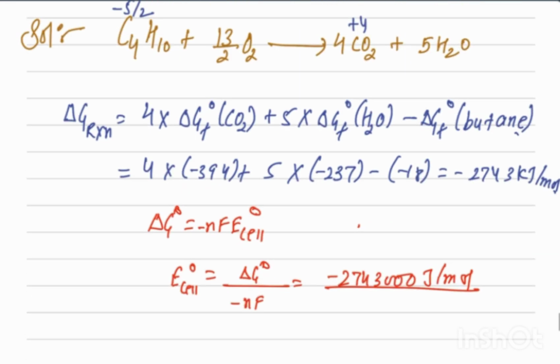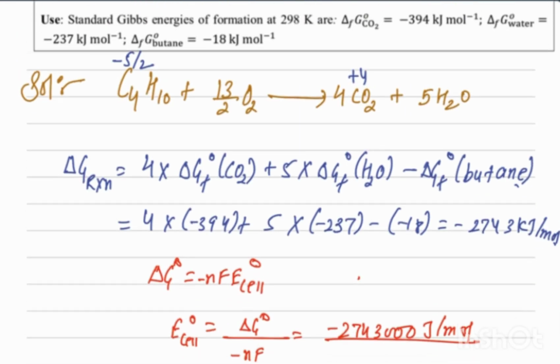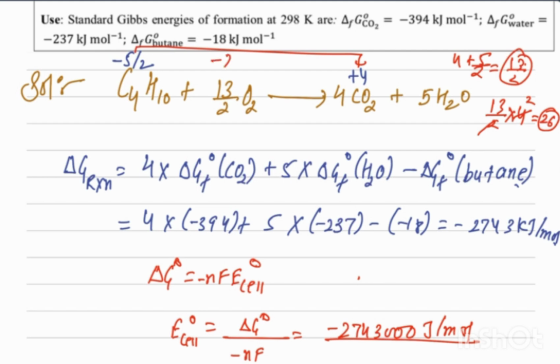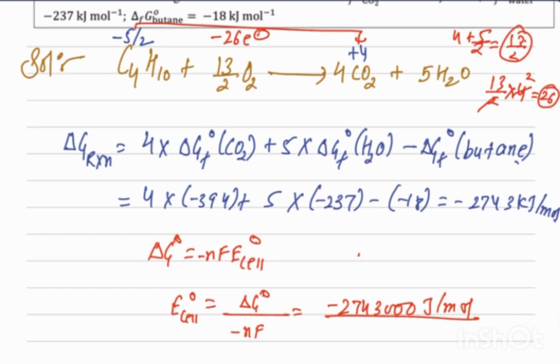The value of n is, if you see here, n is the number of electrons transferred. So if you see from minus 5 by 2 to 4, the difference is 4 plus 5 by 2, which is equal to 13 by 2. So 13 by 2 for the 1 carbon. So for the 4 carbons, we multiply this, we will get 26. So here 26 electrons. From C4H10 to CO2, the 26 electrons have been lost. So that's why 26 electrons have been transferred.